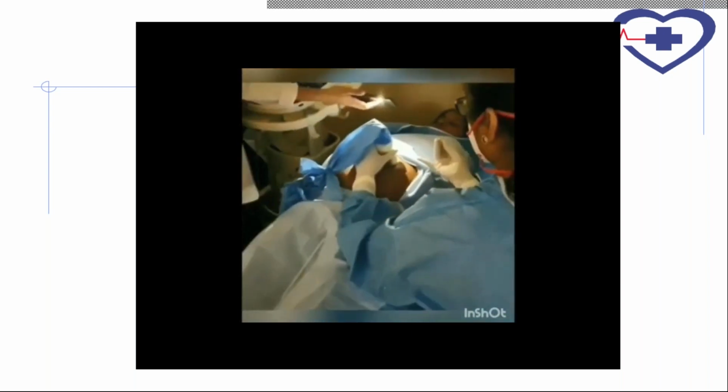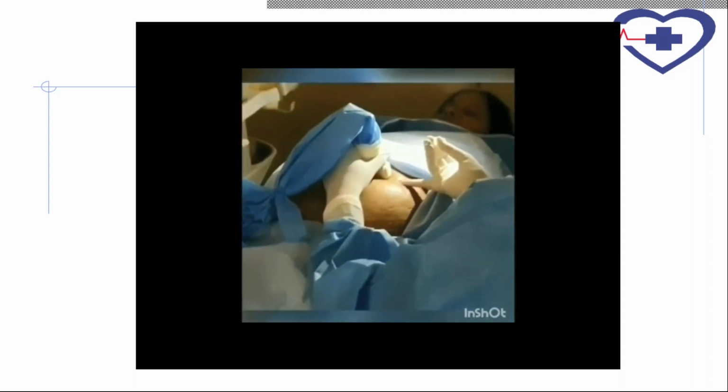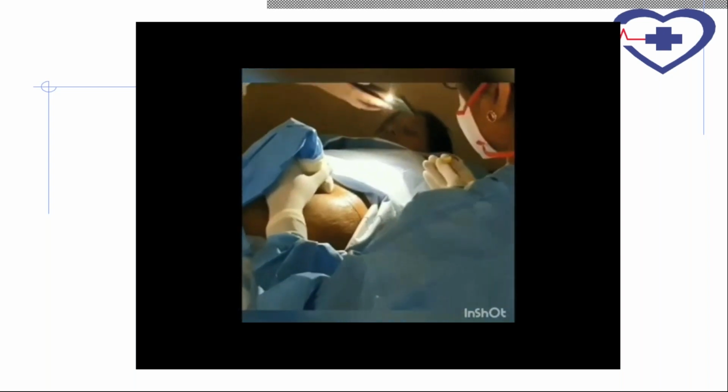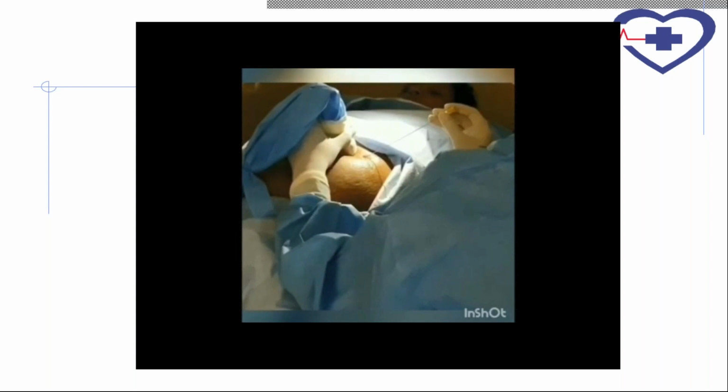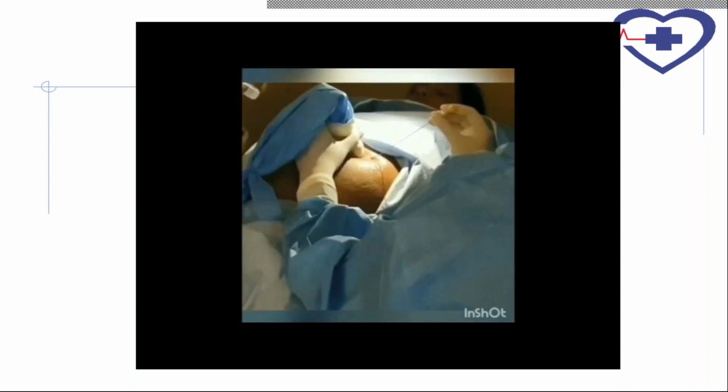So you can see I am having a needle in my hand under ultrasound guidance. We have given local anesthesia under ultrasound guidance. I have seen the site of the cord and I am going to introduce my needle here.